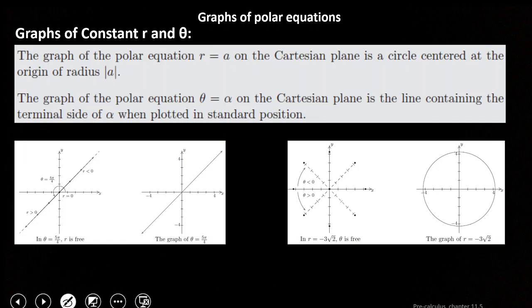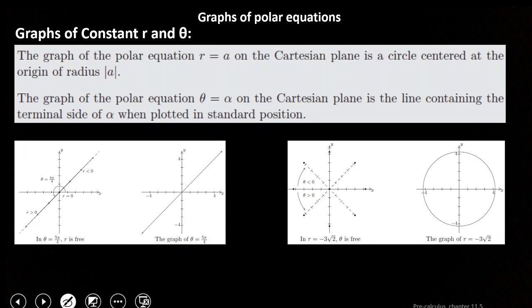So graphs of constant r and theta, as we discussed: if theta is constant, we get a line. If r is constant, we get a circle, right? These are circles that are centered at (0, 0). The center is the origin. All right, so that's easy to graph.